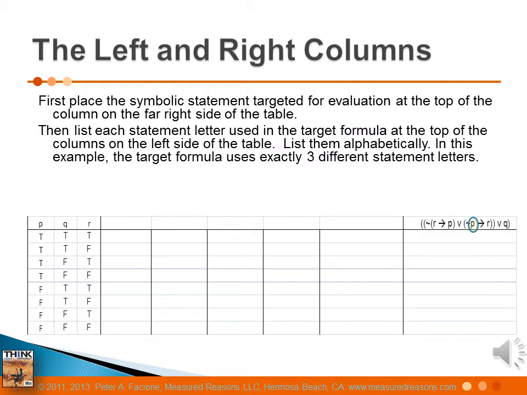The statement that we're seeking to evaluate, which is on the right-hand side of the table, may use the same statement letters more than one time. Nevertheless, we list each statement letter in that formula only once on the left-hand side, in alphabetical order. No matter what order they appear in the formula we're seeking to evaluate, on the left-hand side, each statement letter listed only once appears alphabetically. In this example, P, then Q, then R.